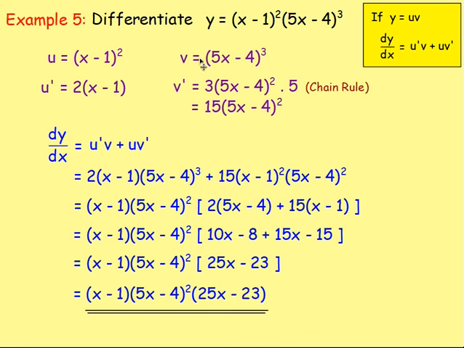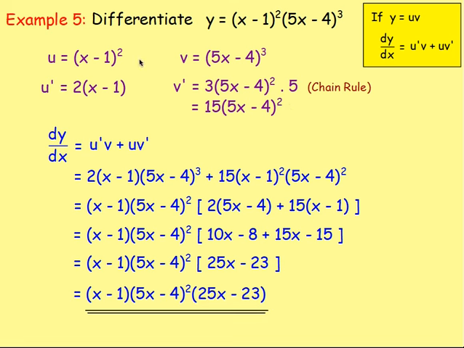So you'd have u and v. Work out u dash and work out v dash. Just remember the chain rule. The chain rule pops up all the time in Advanced Higher. So you bring the power down, you take one off the power, you leave the brackets as they are. Differentiate what's inside the brackets and multiply by that. So you're linking outside and inside. It's a chain rule. So you'd get 15 bracket 5x take away 4 squared.